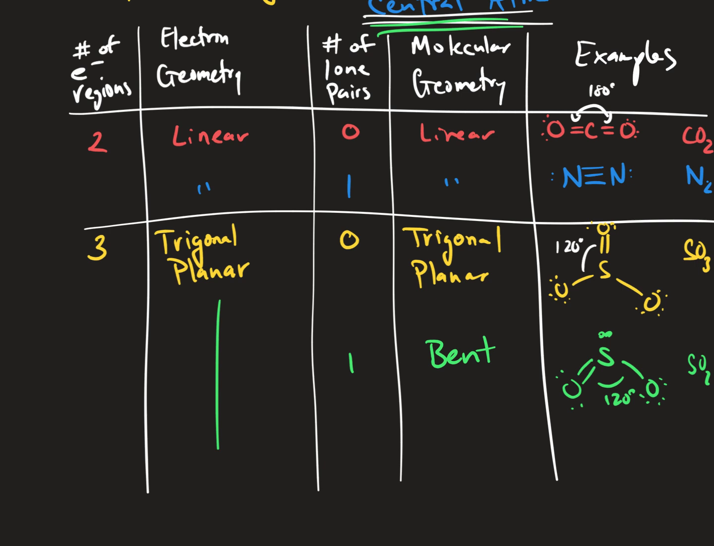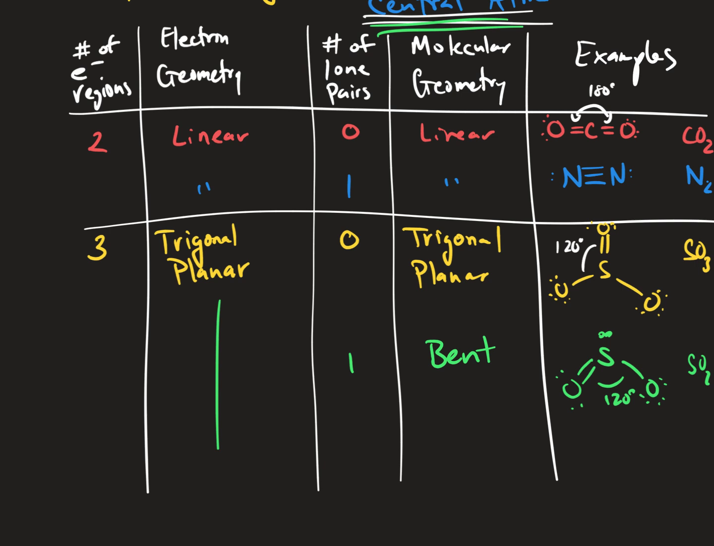Can you make sense of these pictures, guys? Because if you can't, it's going to be really tough on you. If we need, I can pull up some images on Google to show you what these look like. But it's basically, so far, what it looks like. Linear is on the same plane, so this is bent. Trigonal planar, it's pretty basic.